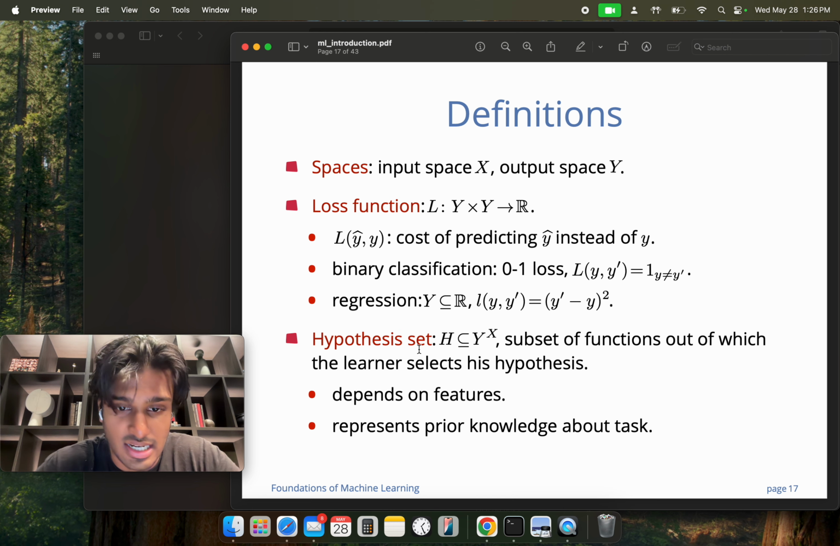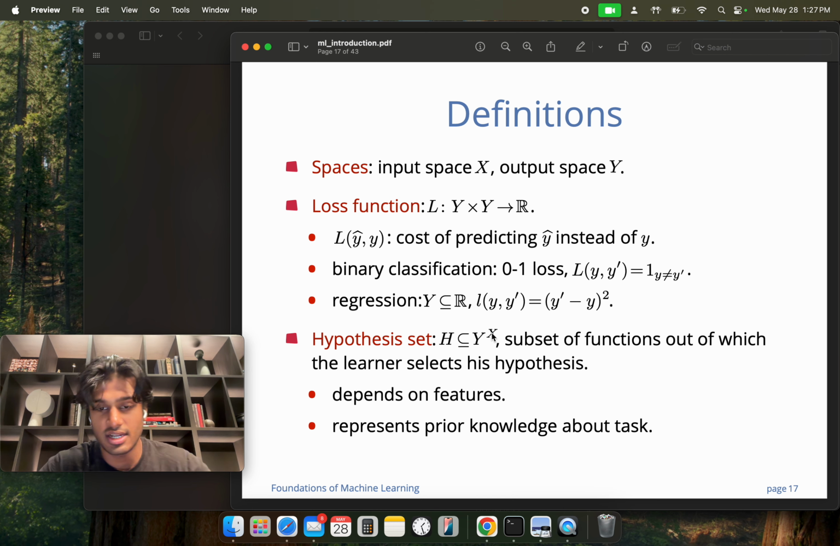So the hypothesis set, what does that mean? The hypothesis set is a function which goes from x to y. This notation means that it is a function going from x to y. This is the collection of all functions which goes from x to y. So which goes from the input space to the output space. This notation means all functions which goes from the superscript to the base. So all functions going from the space x to the space y. So our hypothesis set is a subset of such functions.